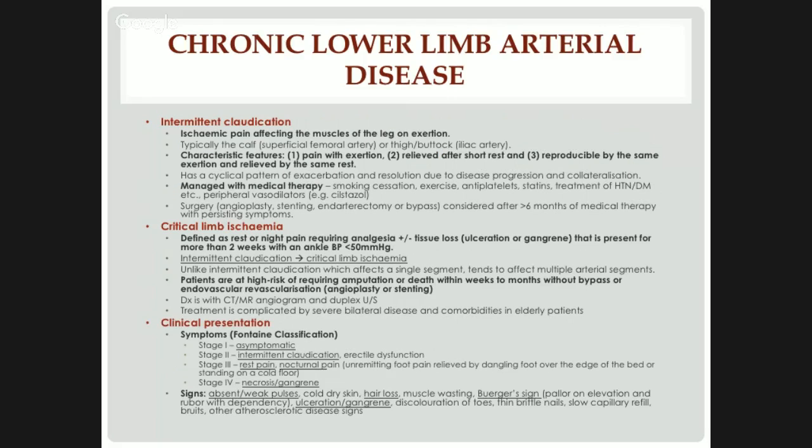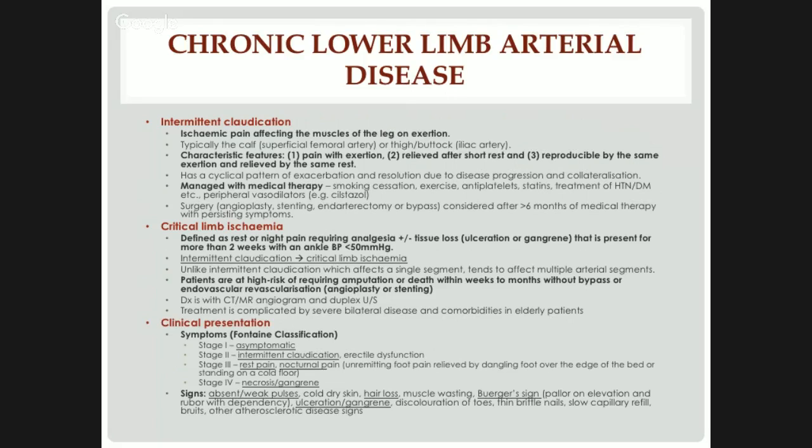So as you'd expect in someone with no disease, the blood pressure should be the same at both sites, because you shouldn't have atherosclerosis, and the blood pressure throughout the aorta should be exactly the same. So intermittent claudication we've talked about. It's pain in the leg muscles on exertion.